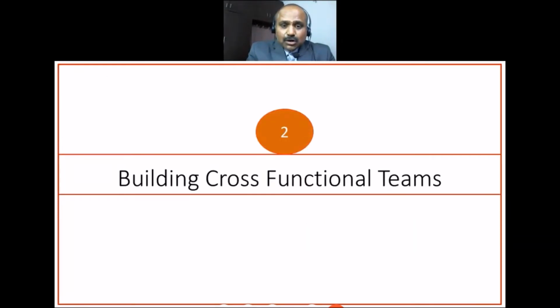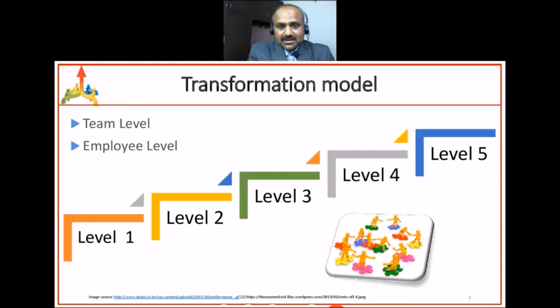So let's talk about building cross-functional teams. Okay, we basically go through this in a 5-layer transformation model. So this model is basically me explaining to you the practical experience. We just implemented the cross-functional team in 5 levels. Okay, and at each level you require focus from the team, you require focus at the employee level. So when you coach teams, you need to focus on team level transformation as well as employee level transformation. So let's go through these levels in detail.